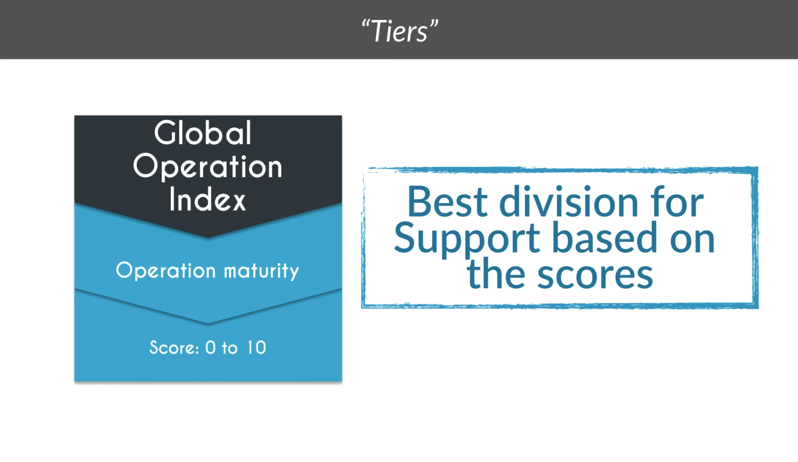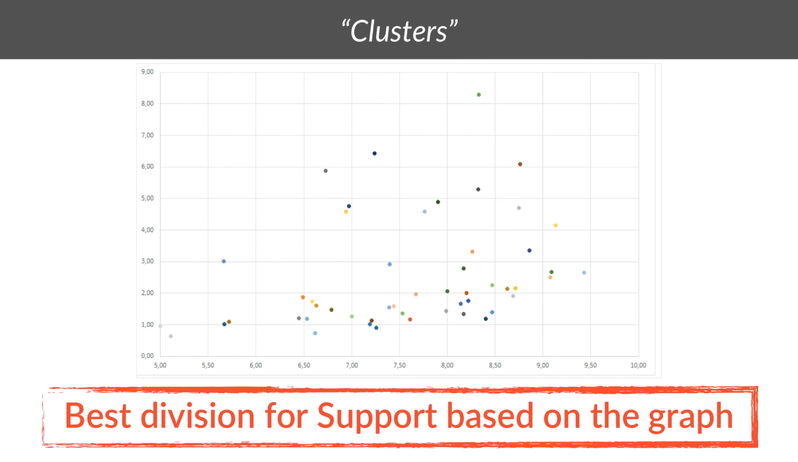And when we look at the clusters that we had previously, which were the combinations of tiers and finance criteria, right now we look at the graph and we just create the best division for support based on the graph. So it is also arbitrary, we can cut the graph as we would like to create the grouping that we wanted. So this time we created the following division.